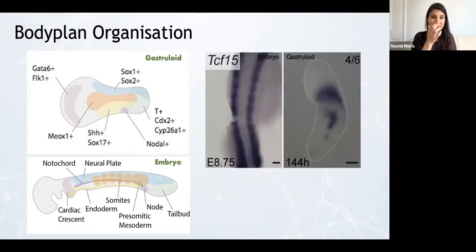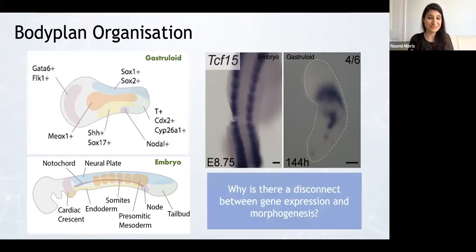But the thing that was really confusing us was that although the gene expression might be in vaguely the right place, the actual morphology of the embryo wasn't there. And so if we look at an embryo, for example, we have these gorgeous blocks of somites that are really important for forming the skeletal organization of the embryo. And so they form these epithelial blocks that you can see here marked by TCF15. And in the gastruloids, they're in the middle region of the gastruloid, but there's no morphology there. And so those two things were really decoupled. And we wondered why there was that disconnect and how we could maybe introduce morphology into this system.